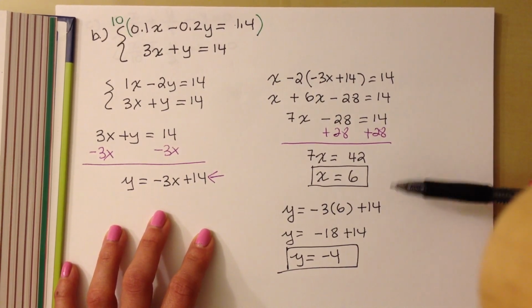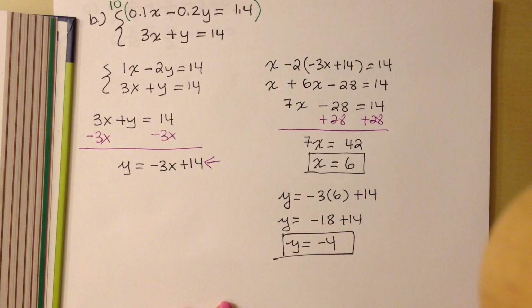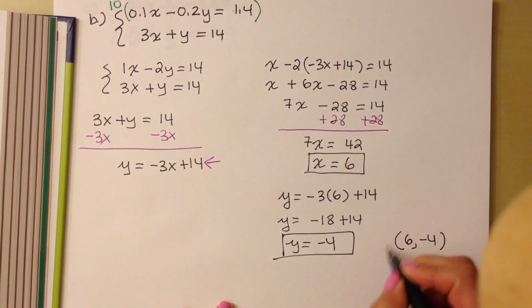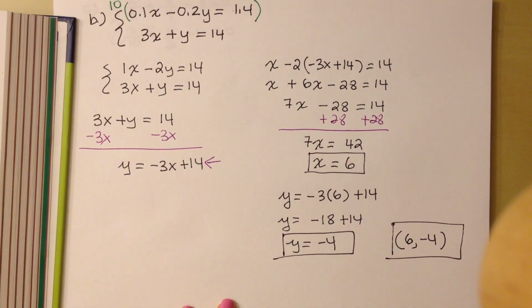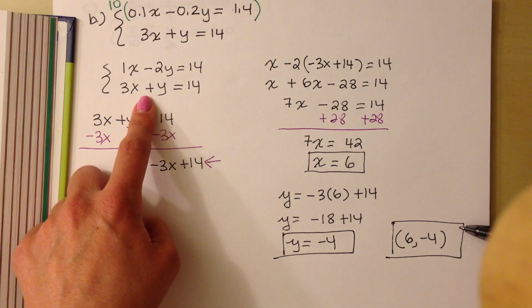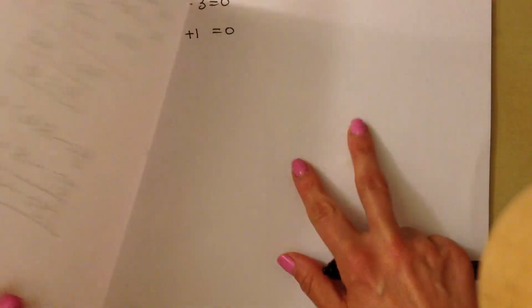Again, you can box your two answers separately, or your ordered pair solution would be 6, -4. And you can follow the same steps to make sure that your answer works. You can check by substituting back into your two equations, and then you'll see that the solution does indeed work. One more example.